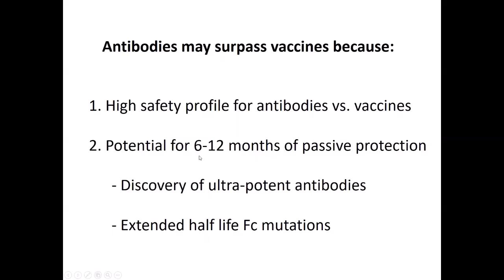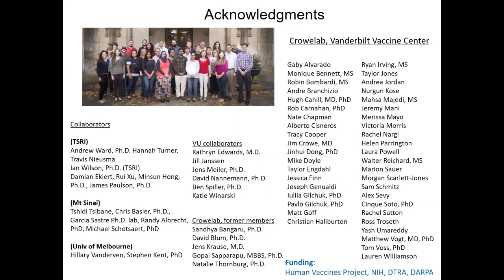And this exceeds what we currently achieve with seasonal subunit vaccines, which very often only have a duration of protection for 3 or 4 months. So I think it's entirely realistic that antibodies could replace vaccines for influenza prophylaxis.